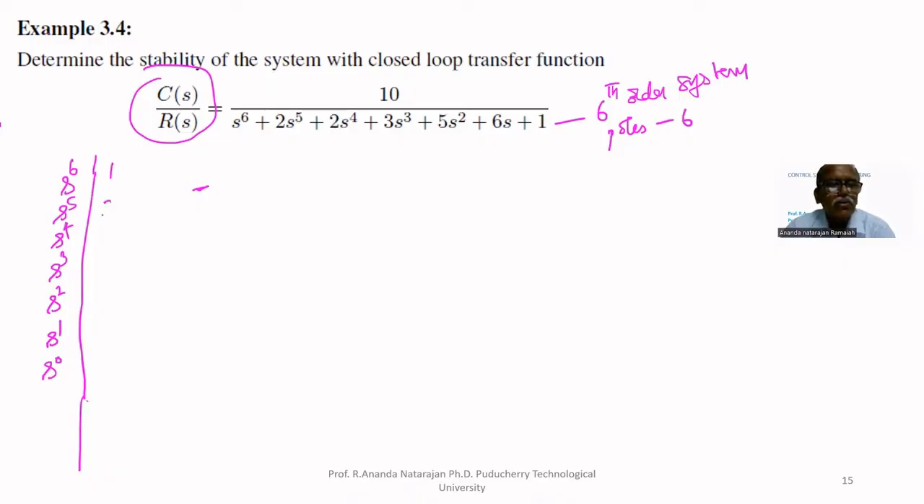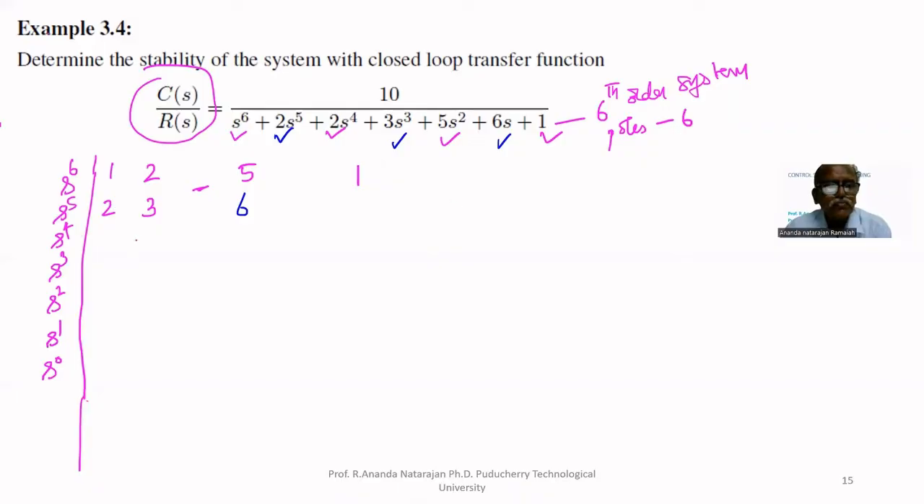Denominator polynomial: 1, 2, 2, 3, 1, 2, 5, and 1 are in the first row. Second row: 2, 3, 6, 2, 3, 6. These are all in the second row. Now we have to find the third row.